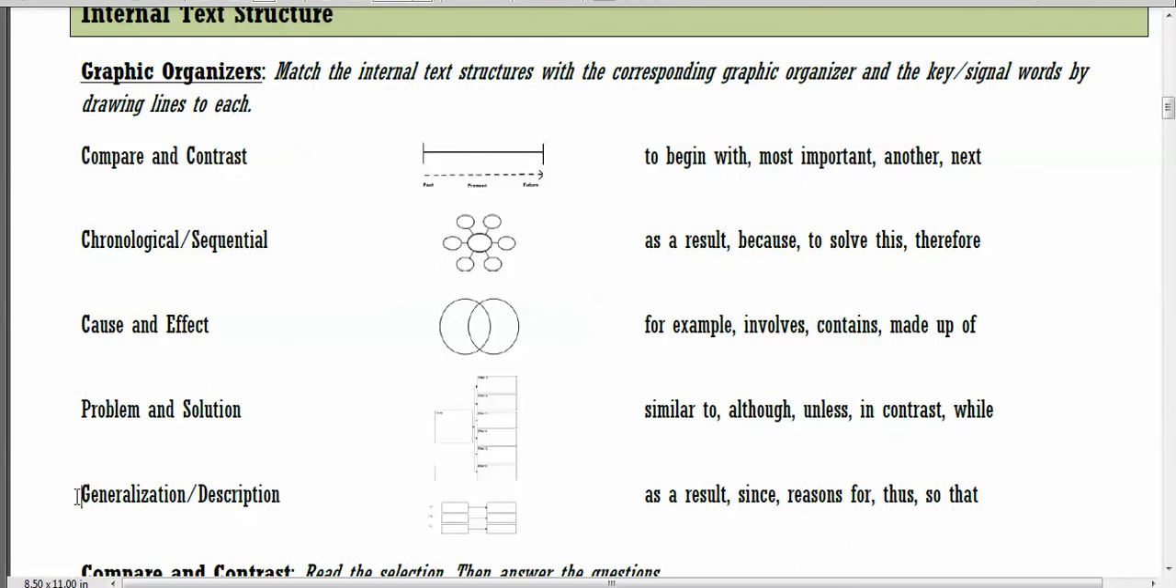The last one, we put these together as generalization description because a lot of times in describing something, you end up generalizing about it. But a description is really where you're describing an object, a person, a place, or a thing. And you might use an organizer like this.